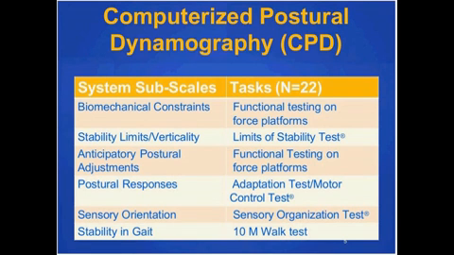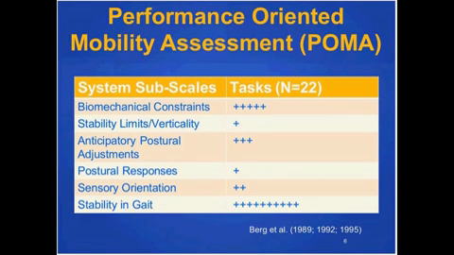Now, if I weren't using computerized postural dynamography, I could use a number of different multi-item functional tests to look at those same system subscales. So I've chosen just 4 today. 2 of them are extremely well known. They've been in the field for a very long time, commonly used by clinicians. And this is just an opportunity for us to look at the number of tasks on each of these scales that may be addressing these different subsystem components.